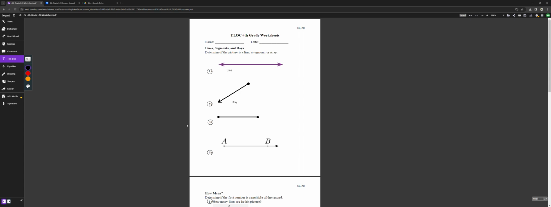And for number three, it would be a segment. The reason why it's a segment is because it's made up of 2 points. And number 4, it would also be a ray. The reason why is because it's still continuous on one side.